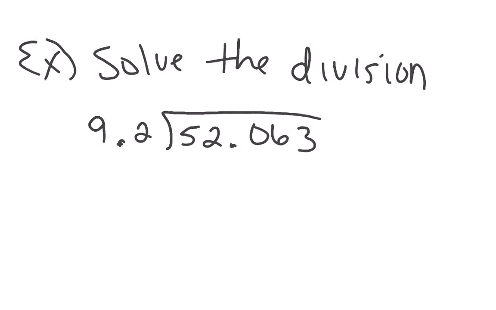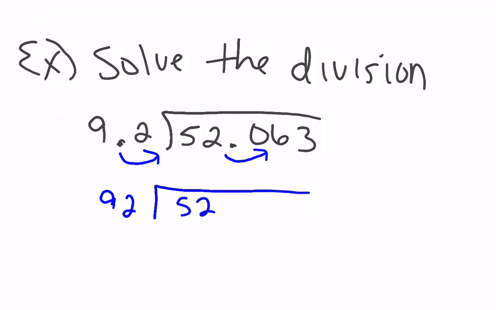So to divide decimals, we can divide them just fine. We just can't have a decimal on the outside of the box. And so we have to move that decimal. But in order to move that decimal over, that means it moves the number inside the box's decimal as well. So this becomes 92 into 520.63. Now in this case, our answer, the decimal goes straight above the other decimal to help keep us in check with what our answer is.